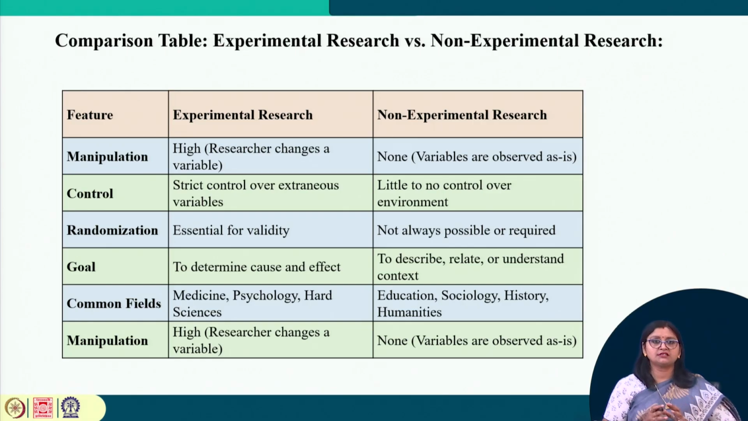Now, the common fields. In medicine, psychology and hard sciences we use experimental research most often, and in education, sociology, history and humanities we use non-experimental research, and experimental research in some restricted situations like the classroom situation in our education field. Then manipulation, high manipulation. I think this is pasted again, no problem.